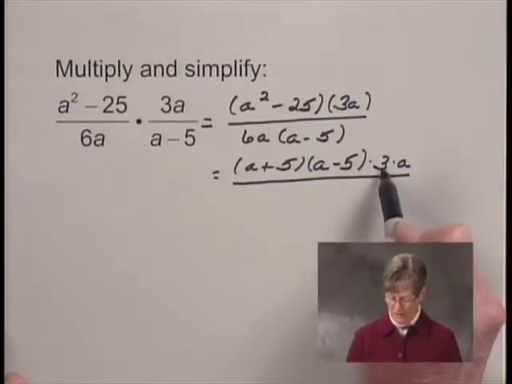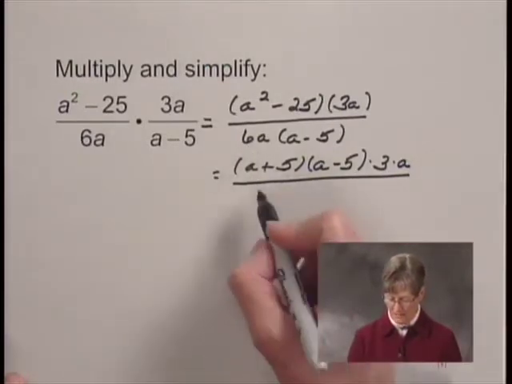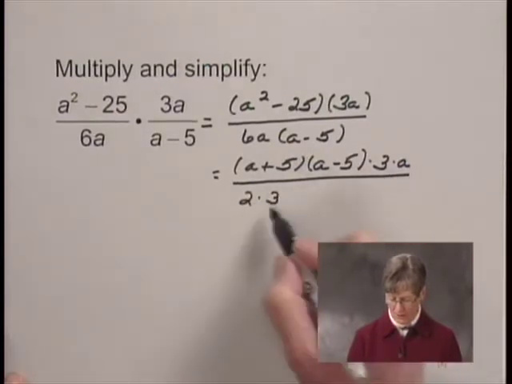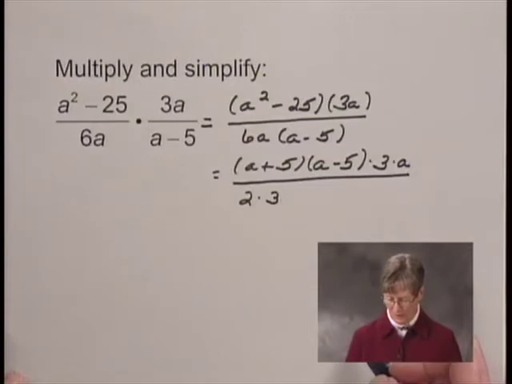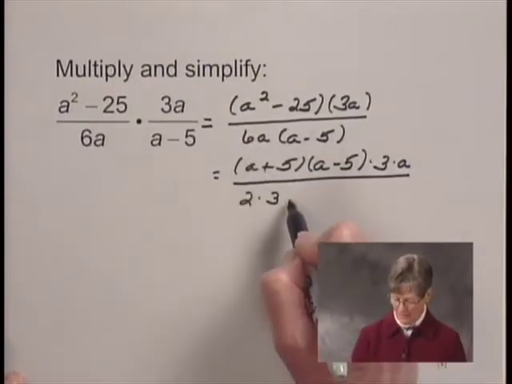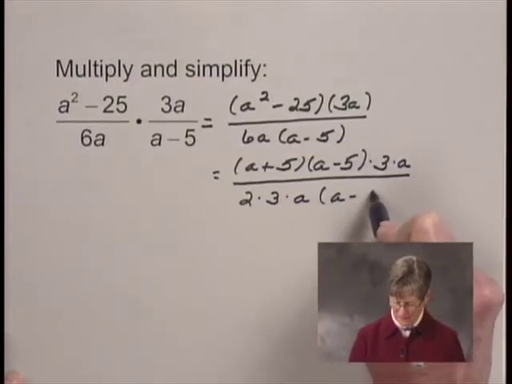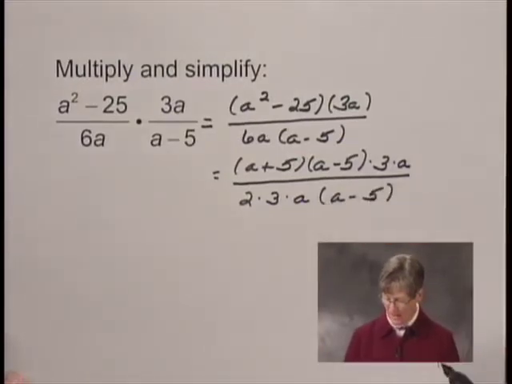I see that I have a 3 in the numerator and a 6 in the denominator, so I can write the 6 as 2 times 3 to show that there's a common factor of 3 in the numerator and the denominator. And then I have the factor of a, and then I also have the factor of a minus 5.